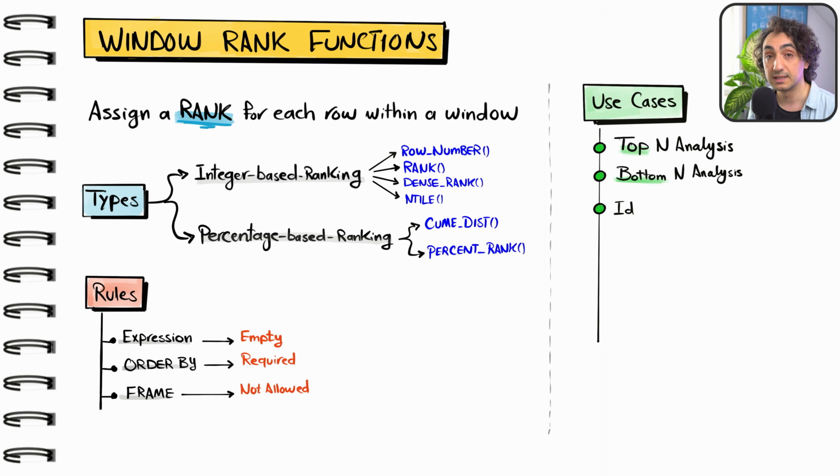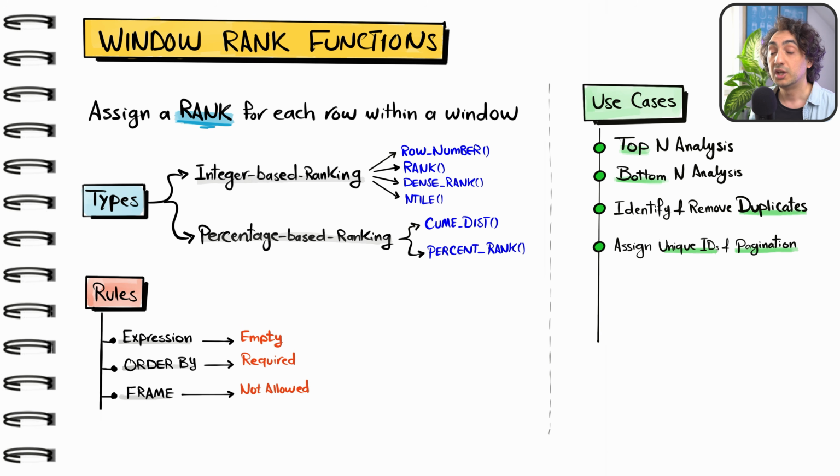Another use case, using the row number, we can identify and remove duplicates in our data, so we can use it in order to find data quality issues and as well to improve the quality. And another use case, if our table doesn't have a clean primary key, we can go and generate unique IDs using the row number in order to do as well paginating. One more use case was the data segmentation. You can use the NTILE in order to segment your customers, your products, employees, and so on.